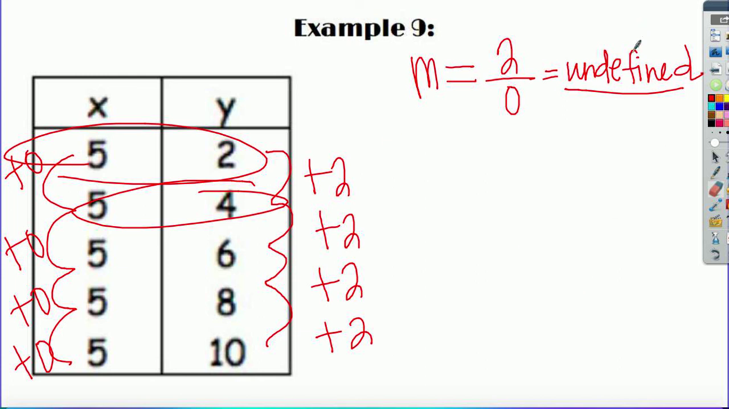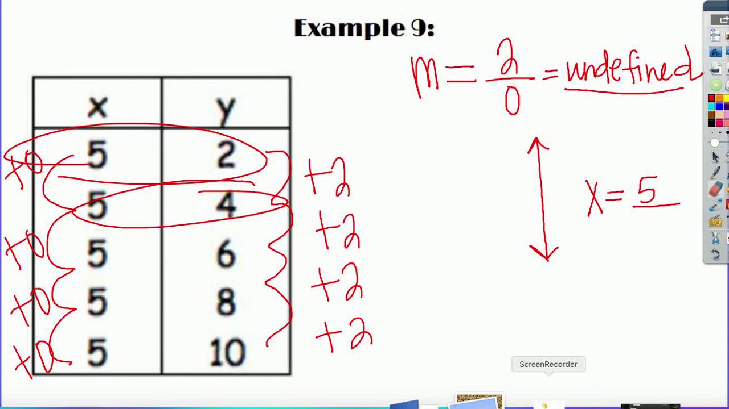I've got to know that undefined lines are vertical lines, and vertical lines always have the equation x equals just a number, and that number comes from the x-intercept. I can see that by just looking at what number is repeating on x the whole time. So the equation for this line is x equals 5. So again, especially these vertical lines, you've absolutely got to remember what the equation is. It's x equals the number that x is repeating the whole time because that is the x-intercept.